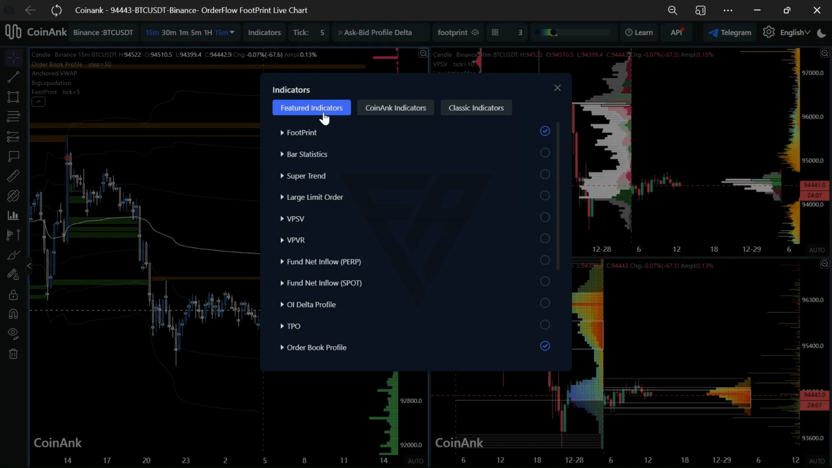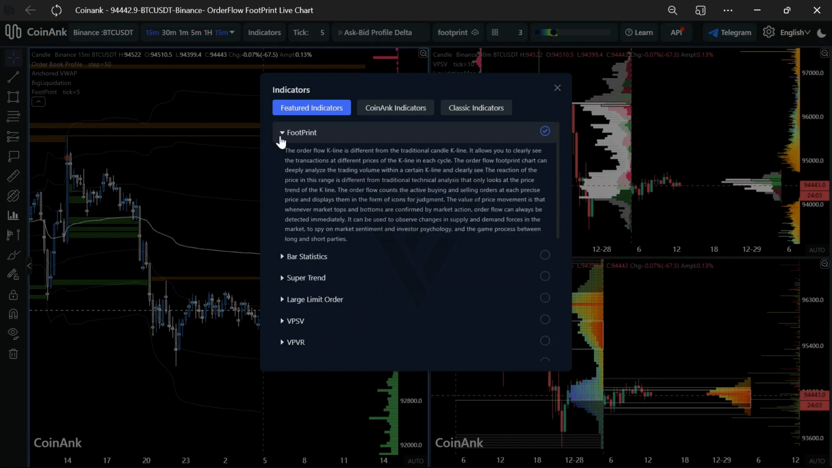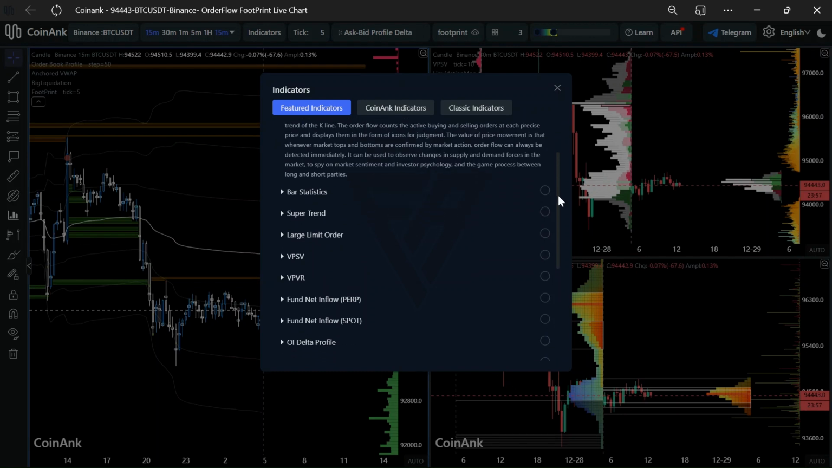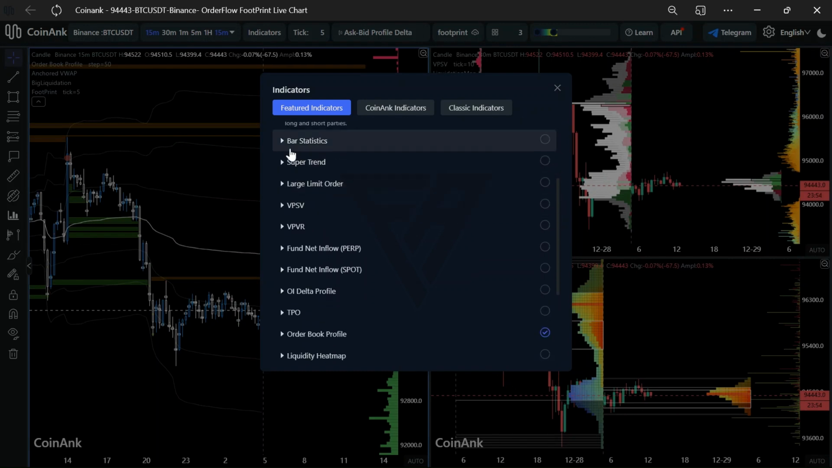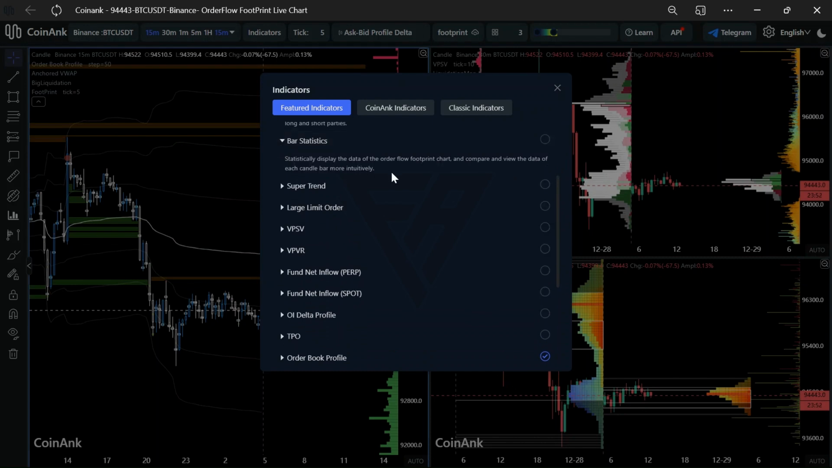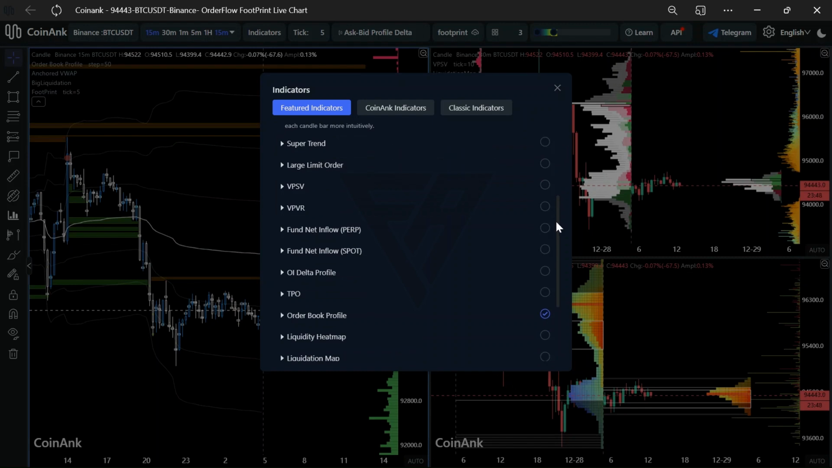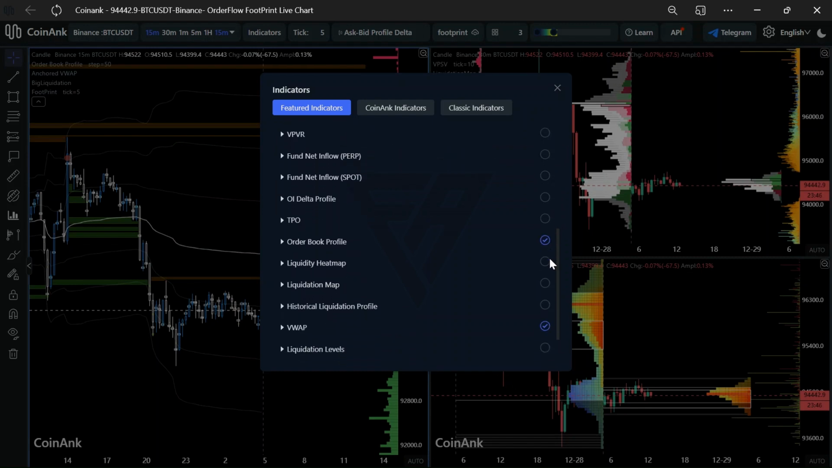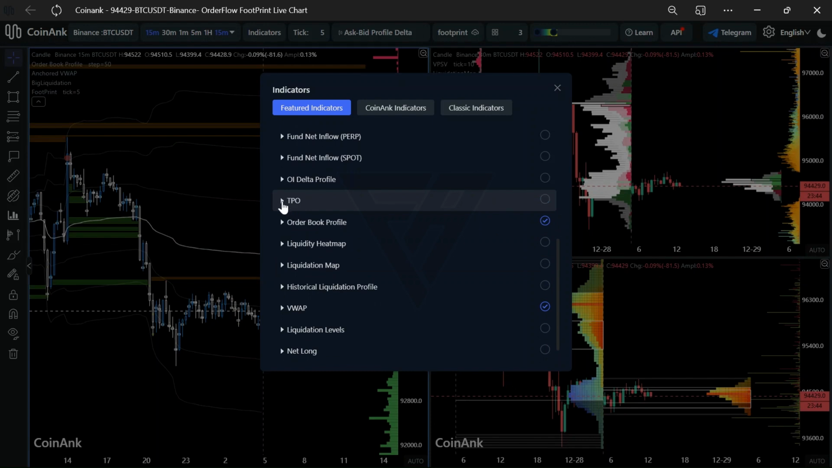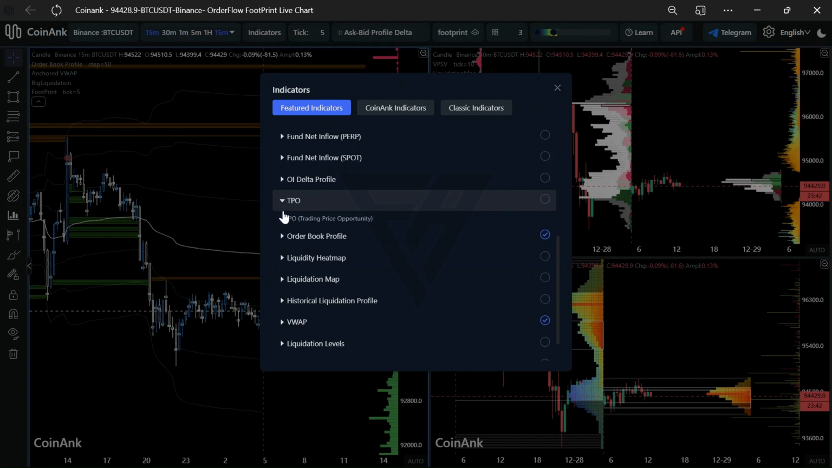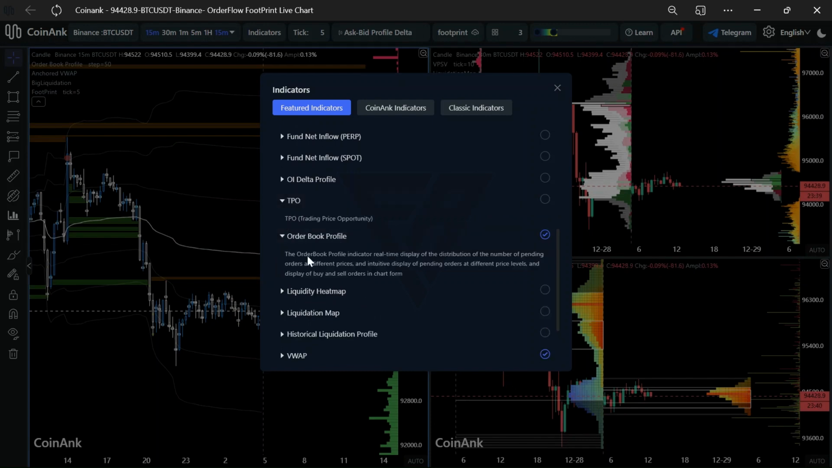Every indicator has a basic description and overview, which you can read here. I won't explain all these indicators, but I will also add a basic overview of all indicators in the description, which you can read to get the general idea of all. These include indicators about footprint order flow, market and volume profiles, liquidity and liquidation levels, order book and large limit orders.